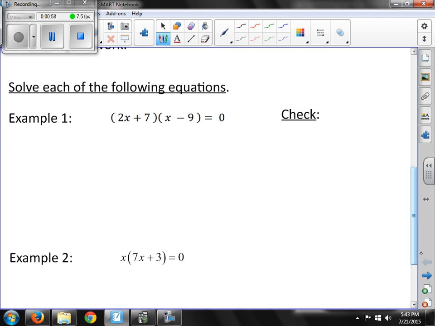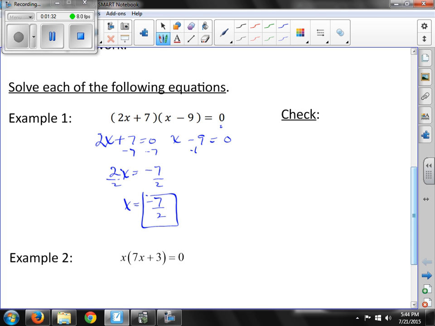So let's start with example 1. Now, on example 1, we already have 0 on one side and everything else on the other. And this problem is already factored for you, so we'll just set the factors equal to 0. 2x plus 7 equal to 0, and x minus 9 equal to 0. We need to subtract 7, so we have 2x is equal to negative 7. Dividing by 2, we'll have x is equal to negative 7 halves. There's our first solution. And if we add 9 to both sides, we'll have x is equal to 9 for our second solution. Checking our work, we'll have to check both of the answers.